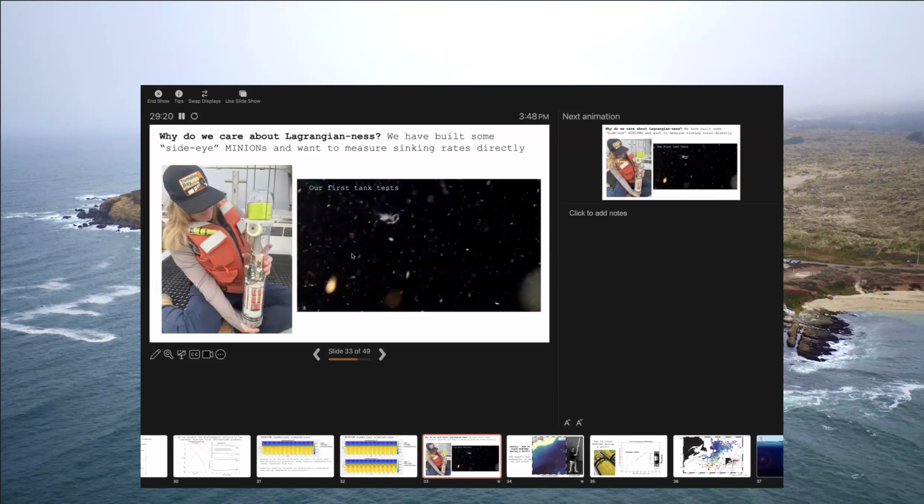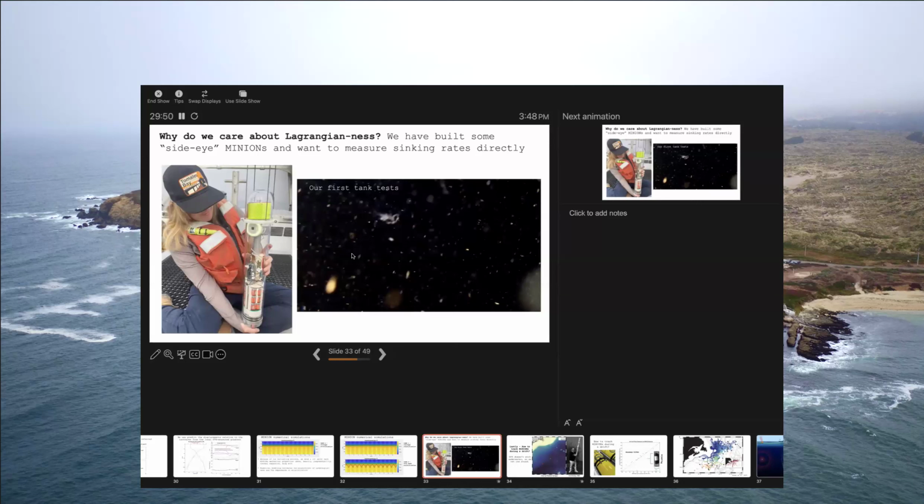Why do we care about this? I can think of a lot of physical oceanographic questions that could be looked at from this, and I'm super excited about that, but one of the core things that motivated us to even start looking at it from the beginning was a desire to directly measure sinking rate, the way that we had originally envisioned the Minion to be, with a side-looking camera rather than an upward-looking camera.